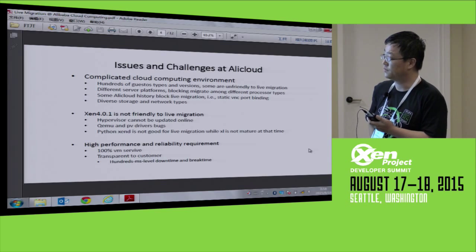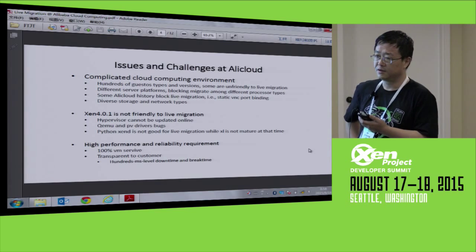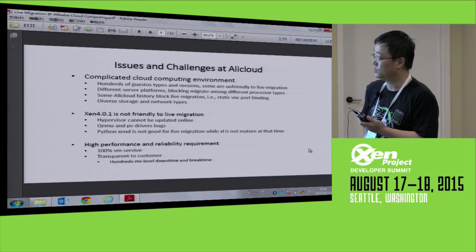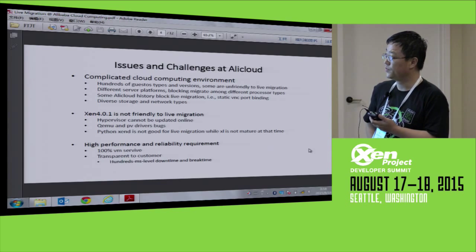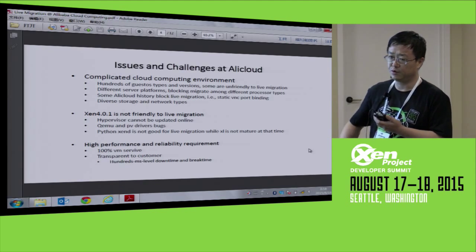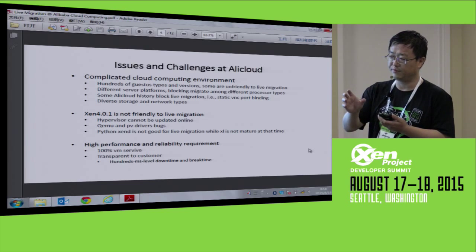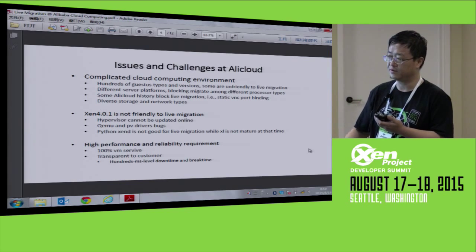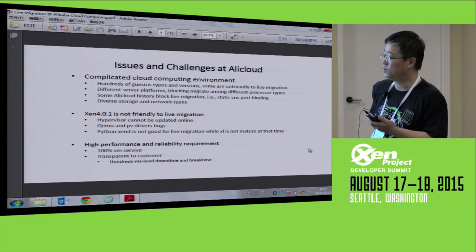And AliCloud has 5 or 6 years of old history that blocks live migration. For example, in the old days, we used static VNC port binding to the VM. So if we live migrate one VM from one server to another, and the VNC port was occupied by another VM, that will be a problem.